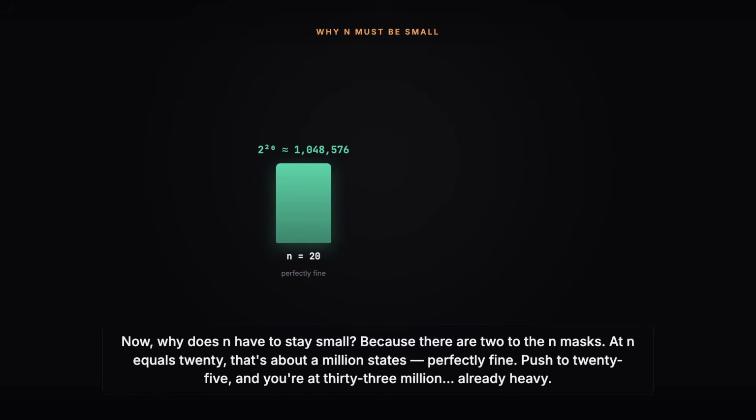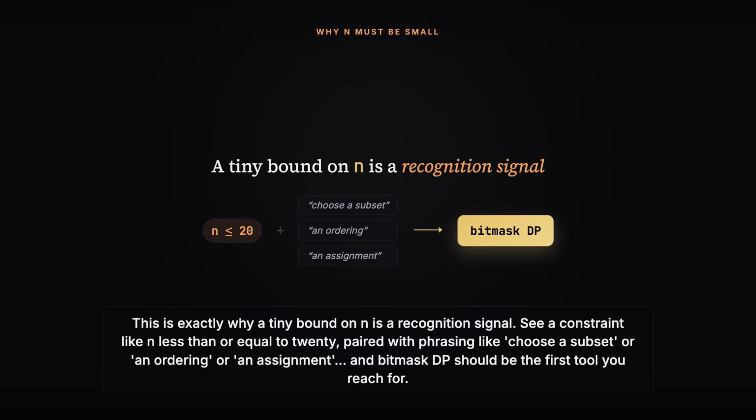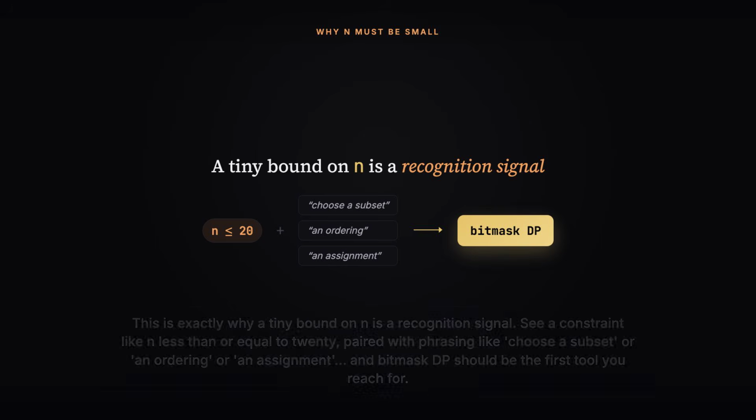Now why does n have to stay small? Because there are 2 to the n masks. At n equals 20, that's about a million states, perfectly fine. Push to 25, and you're at 33 million, already heavy. This is exactly why a tiny bound on n is a recognition signal. See a constraint like n less than or equal to 20, paired with phrasing like choose a subset, or an ordering, or an assignment, and Bitmask DP should be the first tool you reach for.